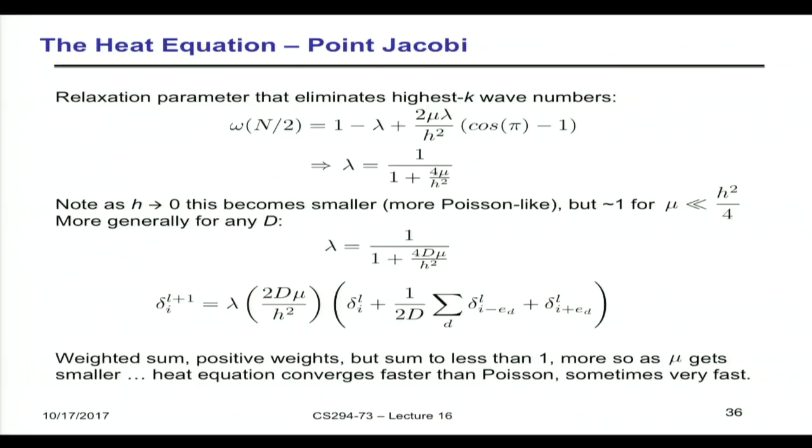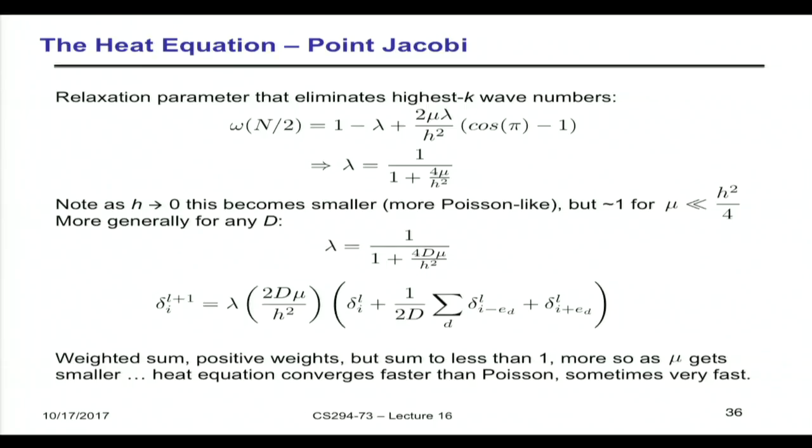And so that becomes a very small number, and it becomes more like Poisson. That makes sense. As we refine the Poisson problem, we get beat over the head with it a lot. But if mu is much less than h squared over 4, so basically canceling this and making it less than 1, then this relaxation parameter becomes closer and closer to 1.